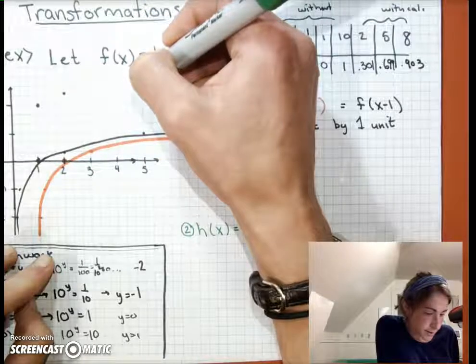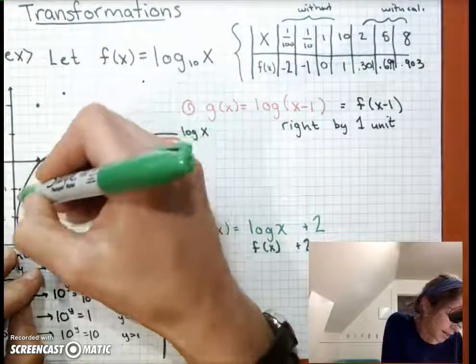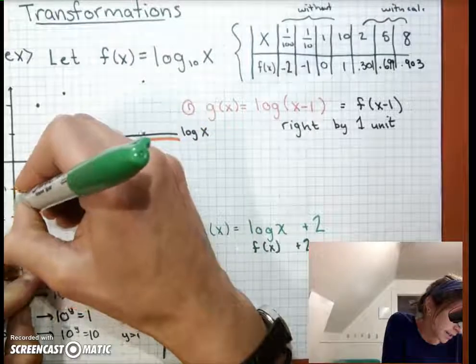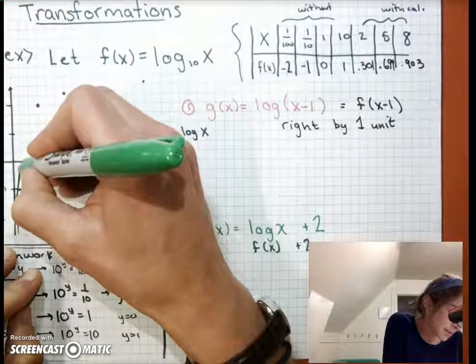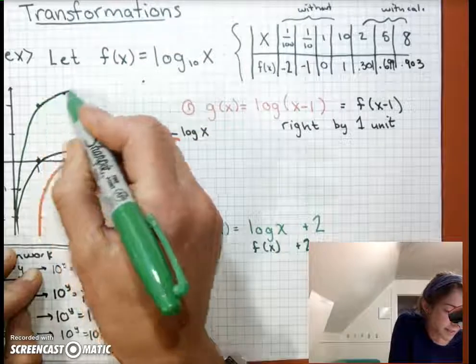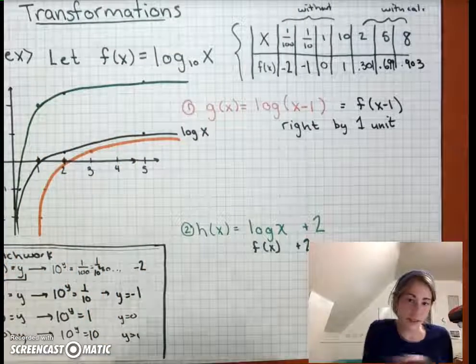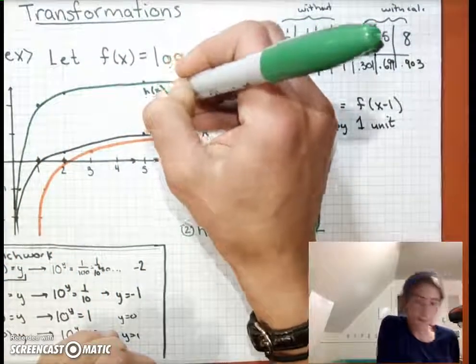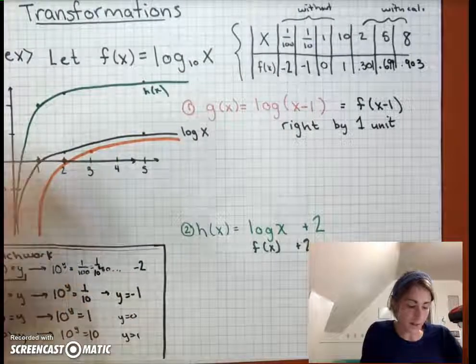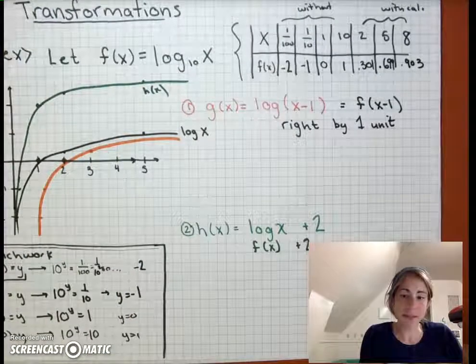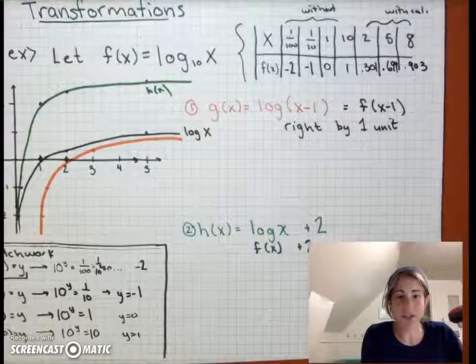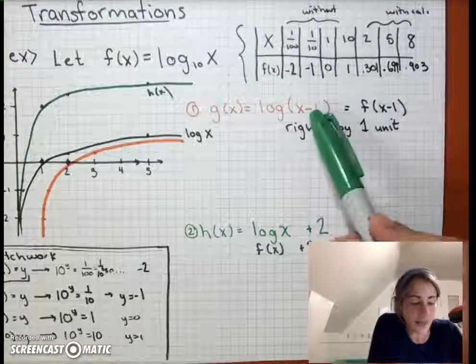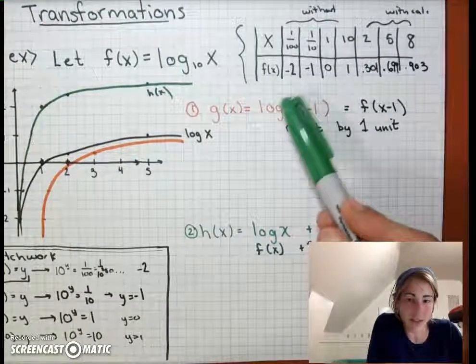And so I end up, instead, I still have this horizontal asymptote, but my graph looks more like this. So that's h of x. All right. So it's the same ideas that you've been seeing for transformations before, only now we have to recognize where the shift is happening.